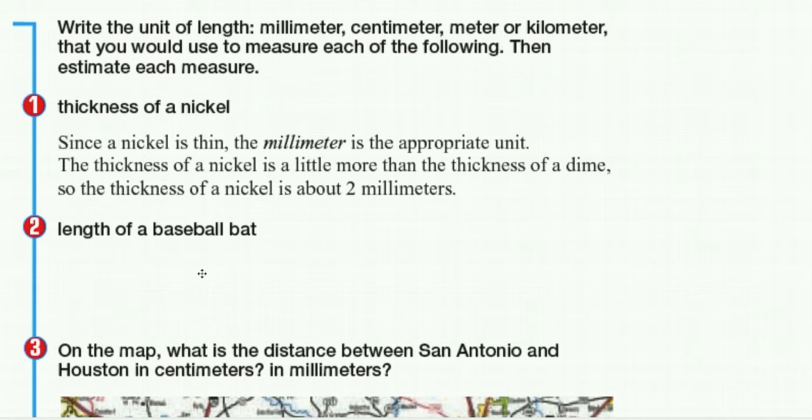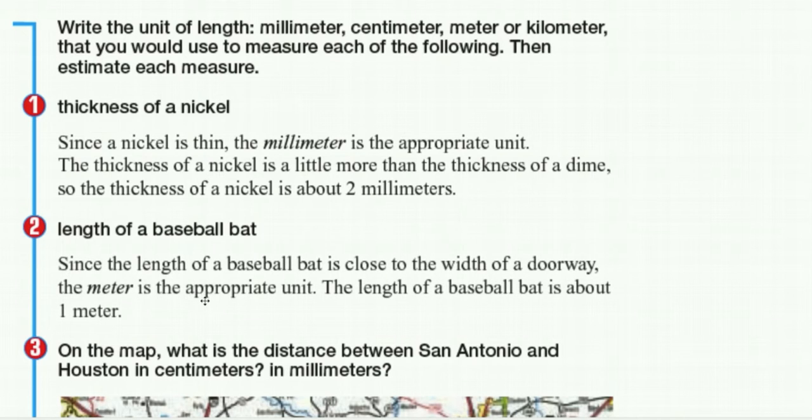Length of a baseball bat. Since the length of the baseball bat is close to the width of a doorway, the meter is the appropriate unit. The length of the baseball bat is about 1 meter, okay.